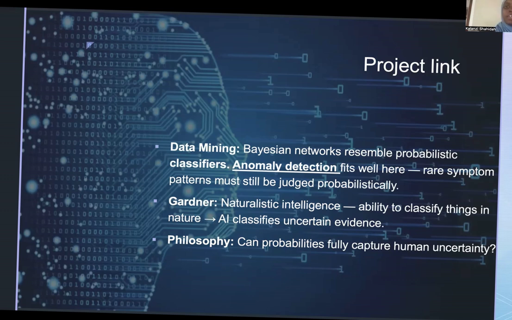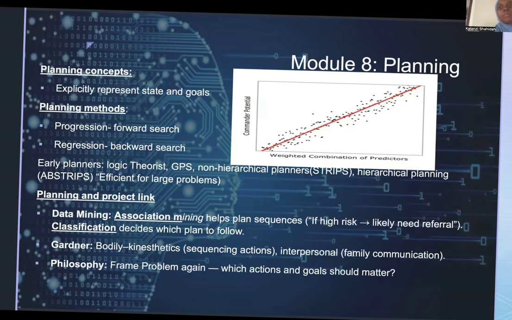Then Gardner, we have the naturalistic intelligence, the ability to classify things in nature. Then the AI classifies uncertain evidence. In philosophy, we can talk about whether probabilities can fully capture human uncertainty. No or yes, something like that. Then we talk about planning.